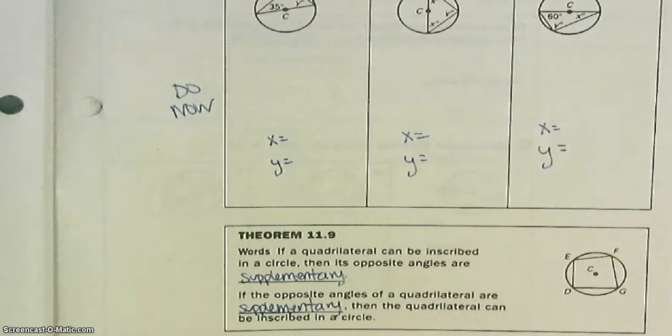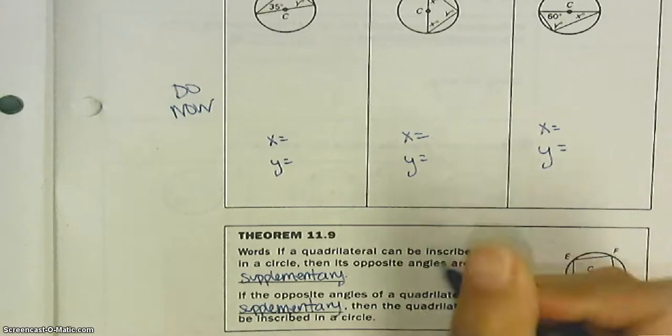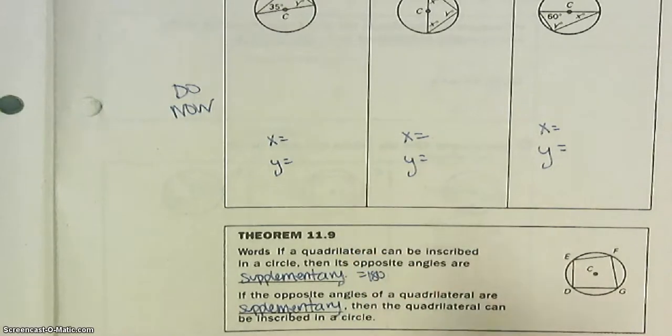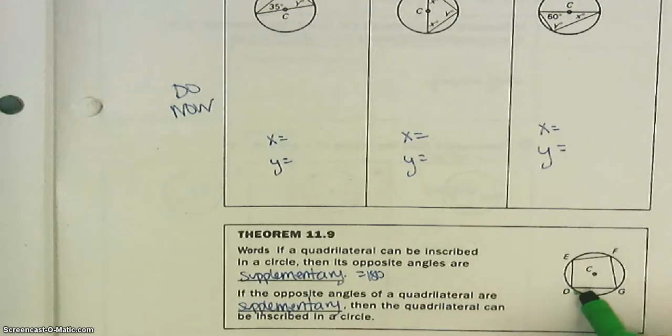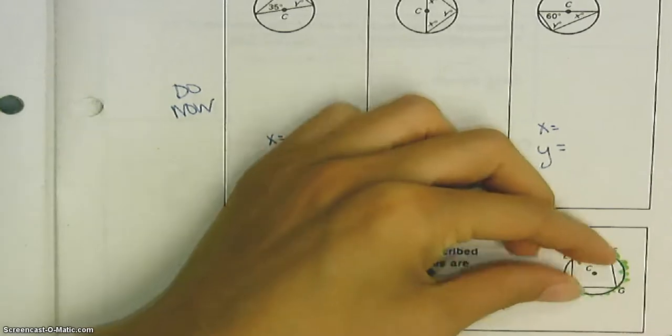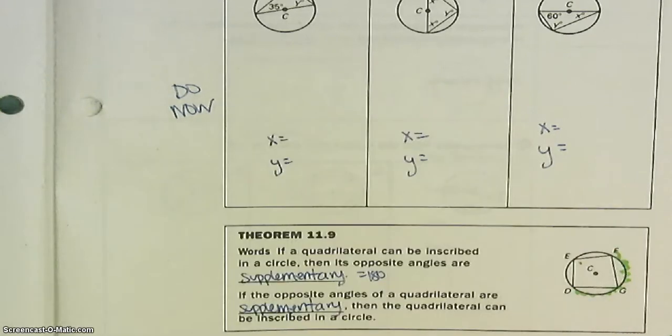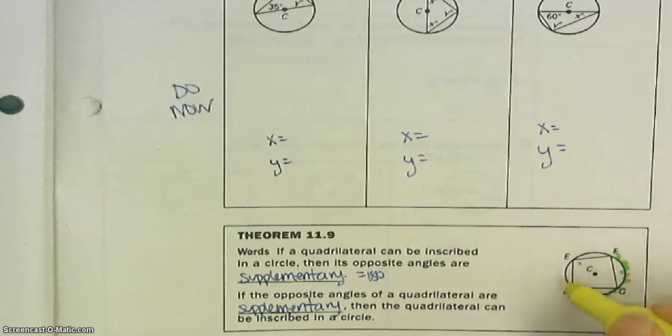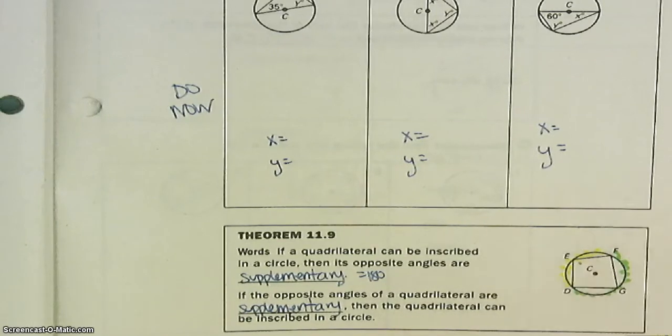All right, I'm going to try to explain this to you. I'm going to use some colors. So it says opposite angles, remember supplementary means equals 180 together. So if you look at angle E, it is opening up to this arc right here. Angle E is opening up to that arc. Then I want you to look at its opposite angle, which is G. Angle G is opening up to that arc, this arc right here.